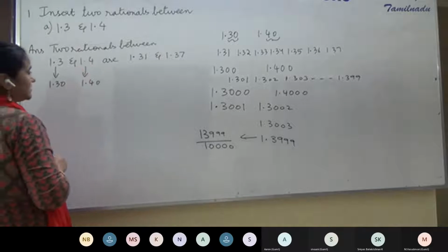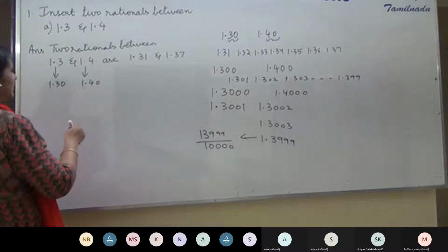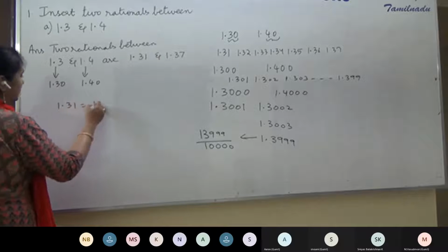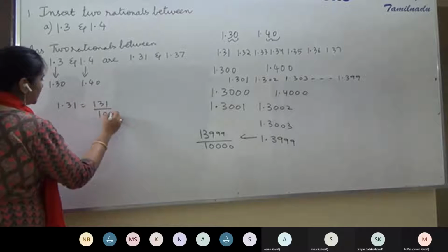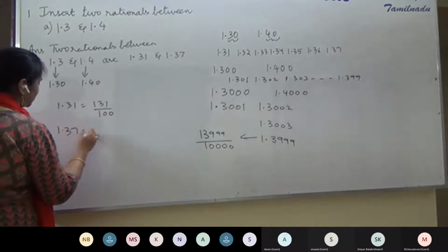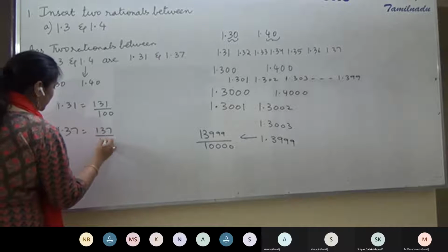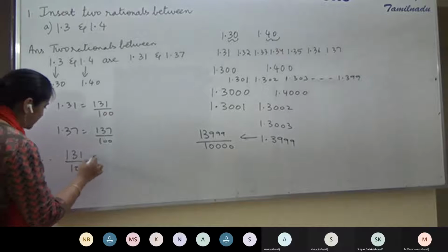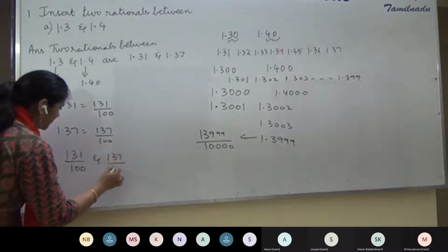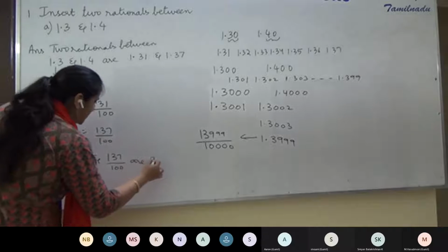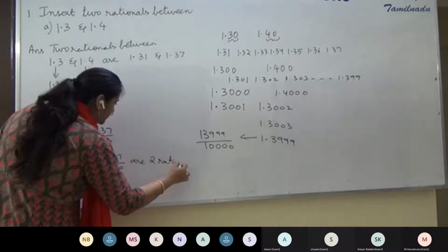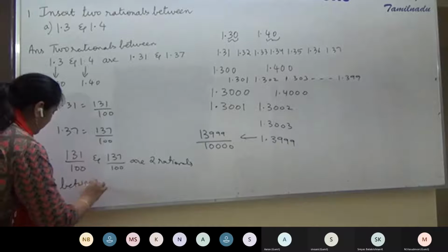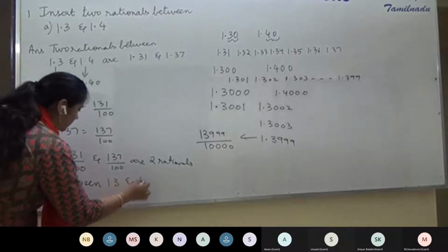But you should not leave it as a terminating decimal. You must put them in the P by Q form. 1.31 is equal to 131 by 100. 1.37 is equal to 137 by 100. Therefore, 131 by 100 and 137 by 100 are two rationals between 1.3 and 1.4.